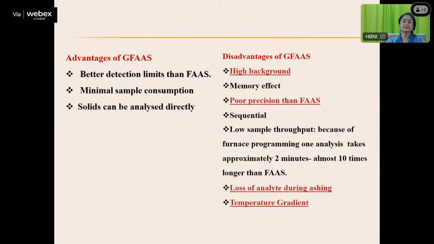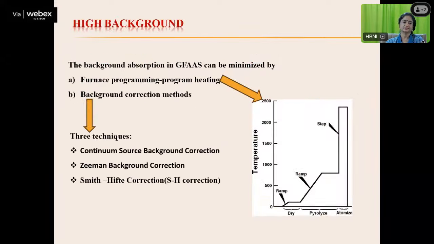Now what are the various advantages of GFAS? It has a better detection limit than FAS, minimal sample consumption, and solids can be analyzed directly. Now the disadvantages are high background, memory effect, poorer precision than FAS, sequential analysis, and low sample throughput because of furnace programming. One analysis takes approximately 2 minutes, almost 10 times longer than FAS. Then there is loss of analyte during ashing, and a temperature gradient will be there. So these are the various disadvantages of GFAS.